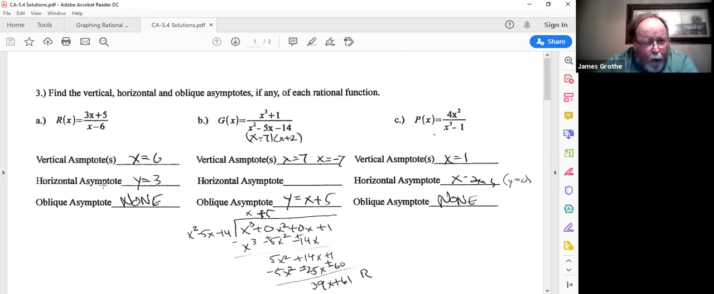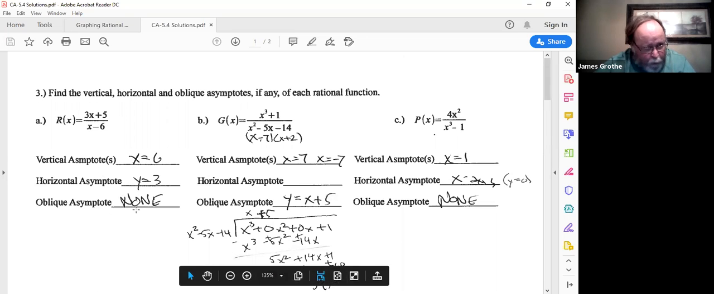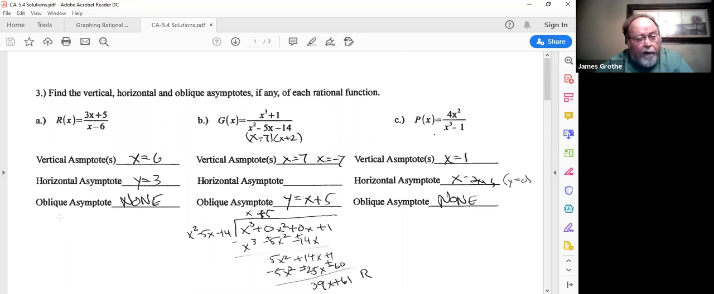Okay? Horizontal asymptote. That's when we look at the degree of the top and the bottom. In this case, you'll notice they're both the same. 3x to the first is the highest power on top. 1x to the first is the highest power on the bottom. In that case, recall, we just cancel the x's and take the quotient of their coefficients, 3 over 1. So y equals 3 is our horizontal asymptote. And because they are the same, there won't be an oblique asymptote. You won't have both a horizontal and an oblique. There'll be one or the other, or neither.